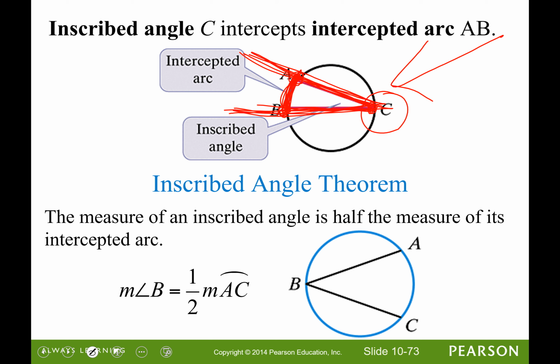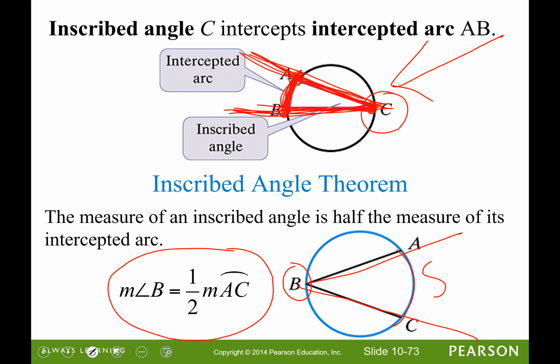Inscribed angle theorem says that the measure of an inscribed angle is half the measure of its intercepted arc. I'll just show you an example. So B is definitely an inscribed angle, as you can see. If I told you that this arc was maybe 80 degrees, remember, measure, not length, in degrees, that would mean that the inscribed angle that intercepts it would be half of that, so 40 degrees.